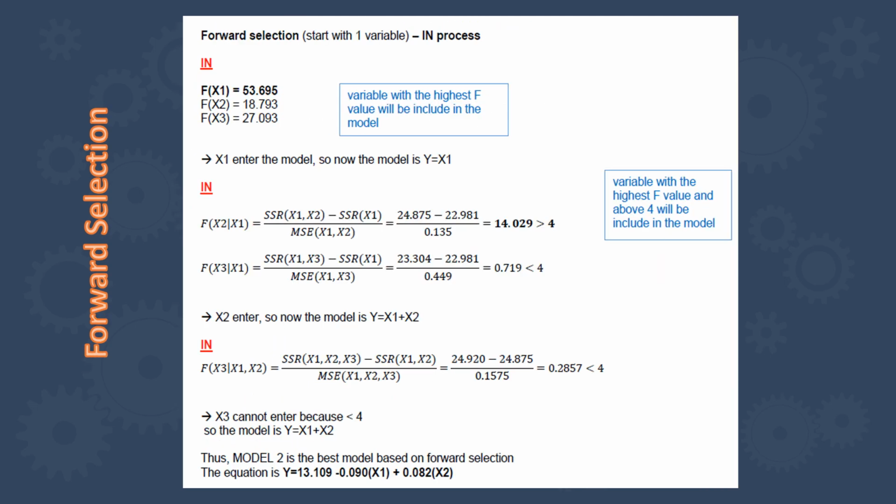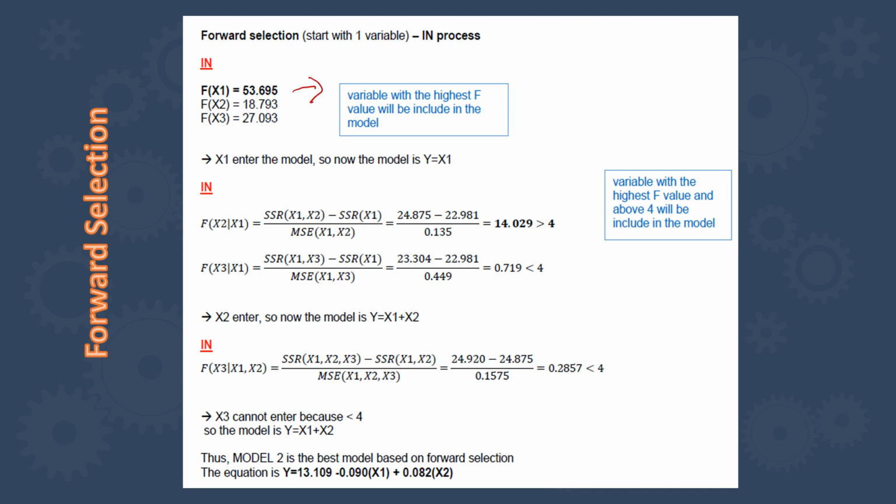Alright everyone, moving on to the solution for forward selection. So in forward selection, we start with one variable. This is the difference between forward and backward, where in backward, we start with a full model that includes all the predictors. So the first step is we need to look at the highest F statistic for each regressor, for each predictor. So what do we have here? The highest F statistic is 53. This is for x1.